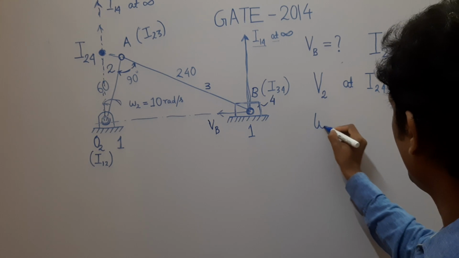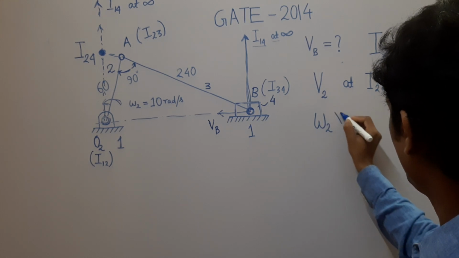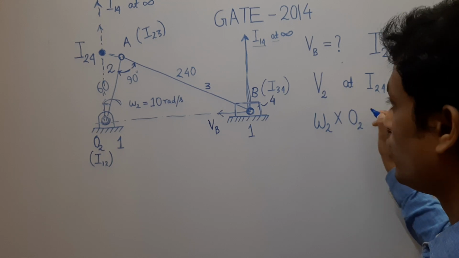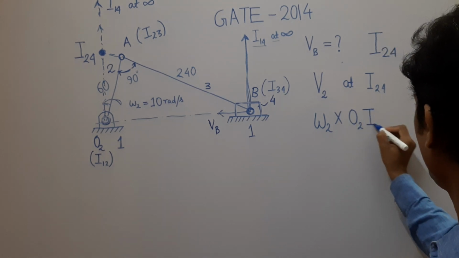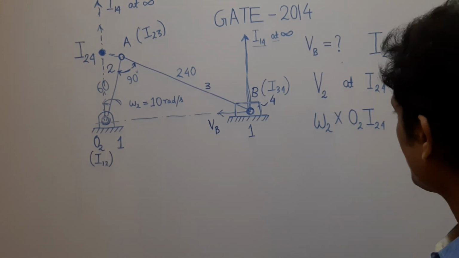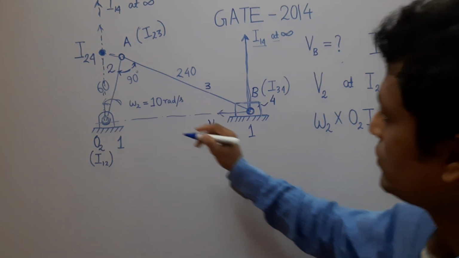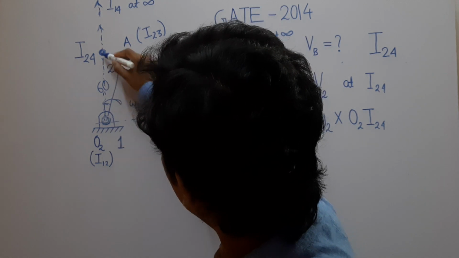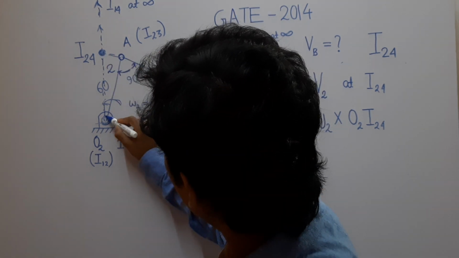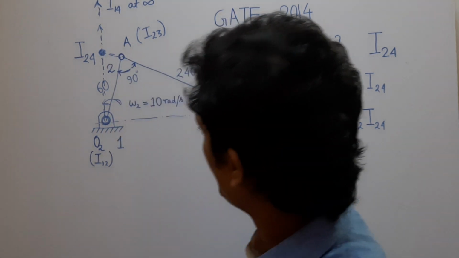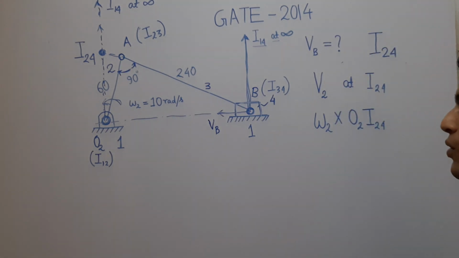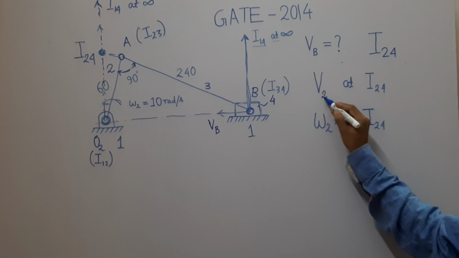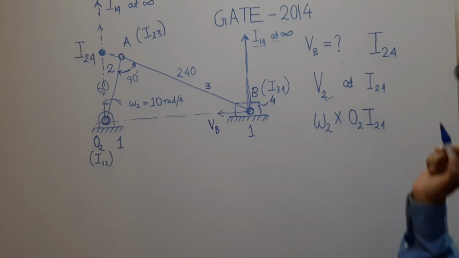That is what? Omega 2 into O2 I24. So velocity at I24 of link 2 is omega 2 times O2 I24, this is the distance, and 2 is hinged about O2, so it has a pure rotation about O2, so this is the velocity. Velocity of 2 at I24 is this.